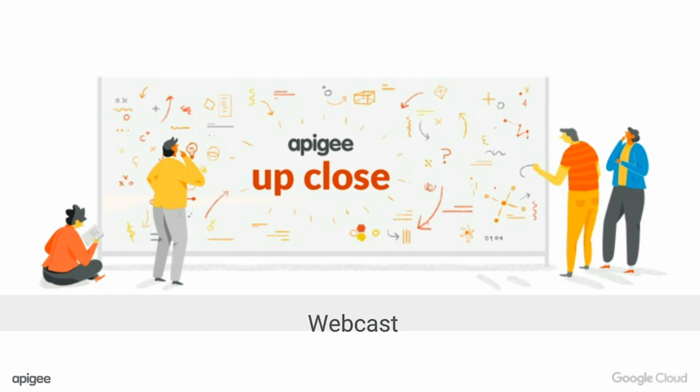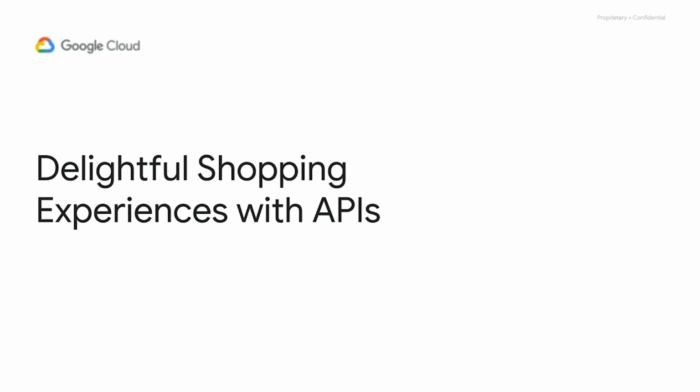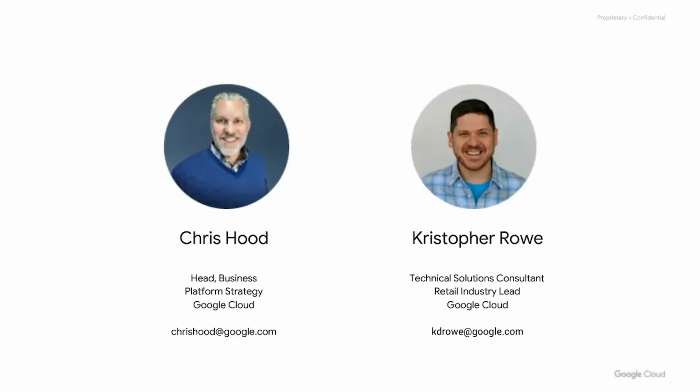Today, we will be looking at how to create delightful shopping experiences with APIs. My name is Chris Hood. I am a digital strategist and value advisor for Google Cloud. And joining me today is another Chris, Christopher Rowe, our retail industry lead for Google Cloud's business application platform team.